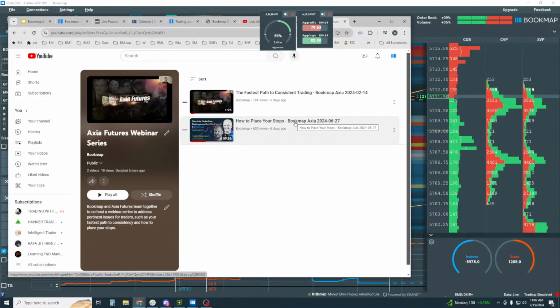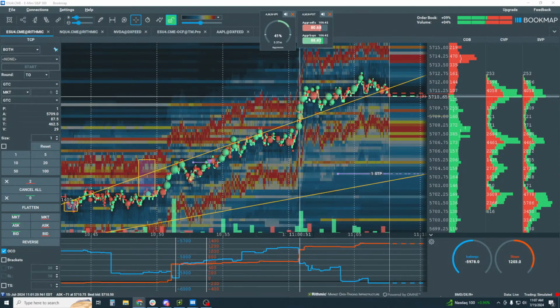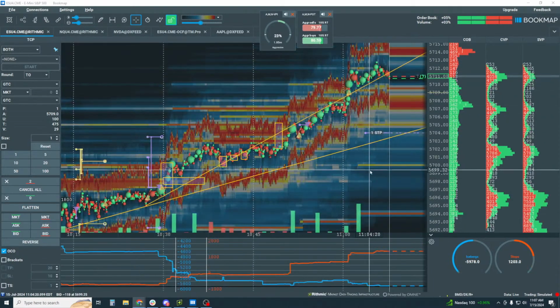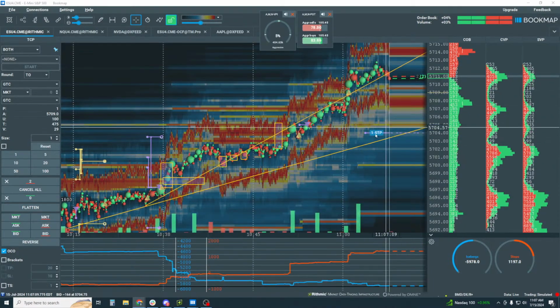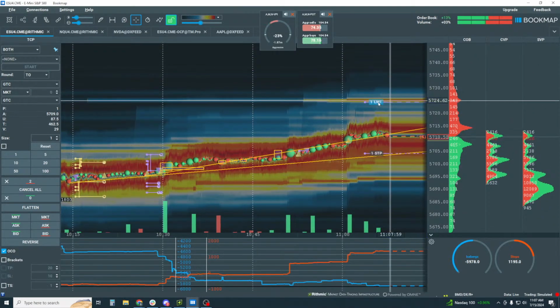We had an example on a breakout, and we went through how to trail your stop on a breakout. It can be tricky, but the beauty in Bookmap is you've got the heat map, right? So trail your stop. Now, you wouldn't really have a take profit.